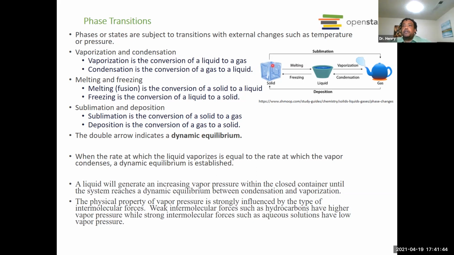Okay, so we also have phases where we actually skip that middle one. So we go straight from a solid to a gas, sublimation. And if we go straight from a gas to a solid, deposition. Okay.